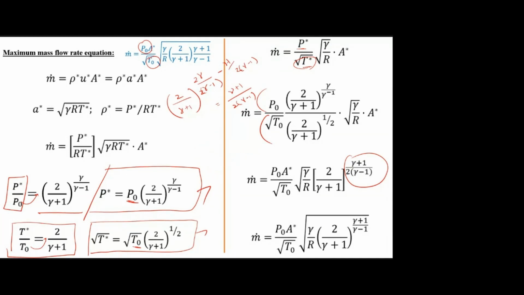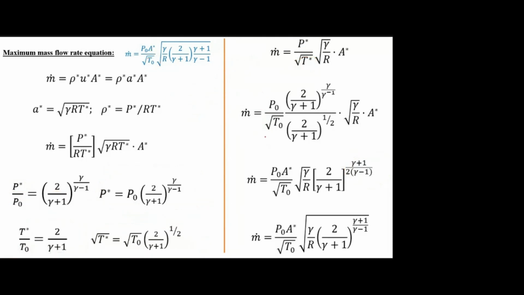So cross multiply, finally you will get gamma plus 1 divided by 2 power gamma minus 1 in the power. So these two terms I'm writing like this: 2 divided by gamma plus 1 power gamma plus 1 divided by 2 gamma minus 1, and this I'm just keeping, this also I'm just keeping. Then P naught, T naught, again this also I can write as the whole root.